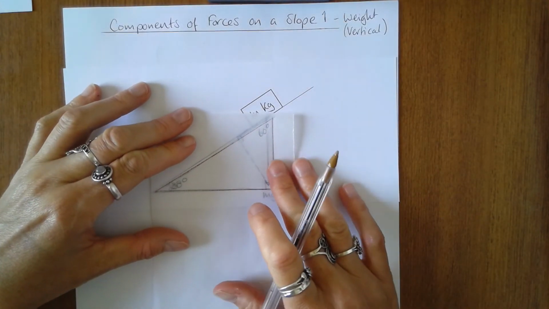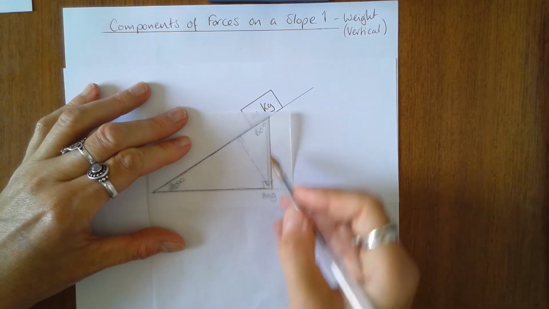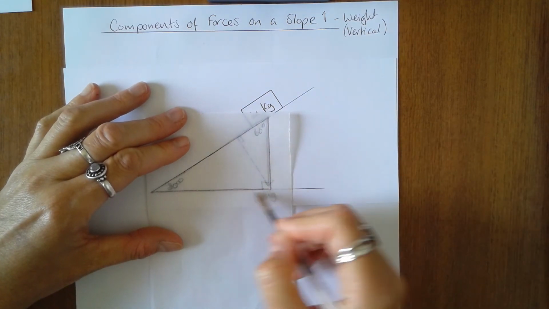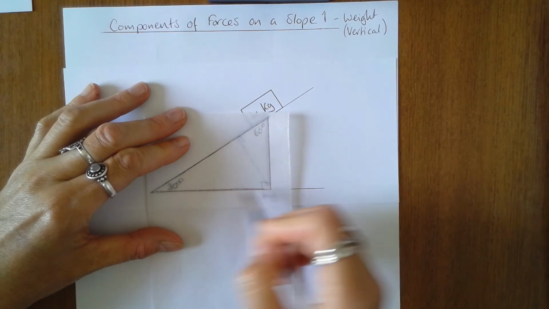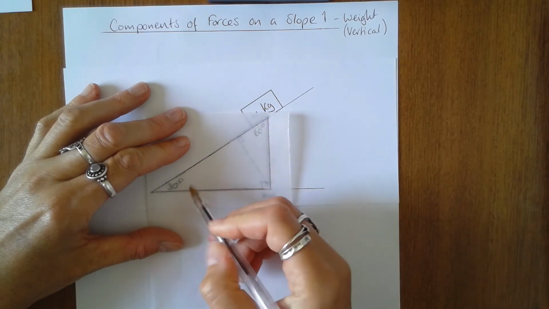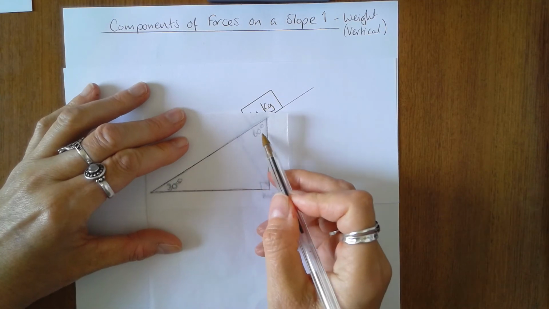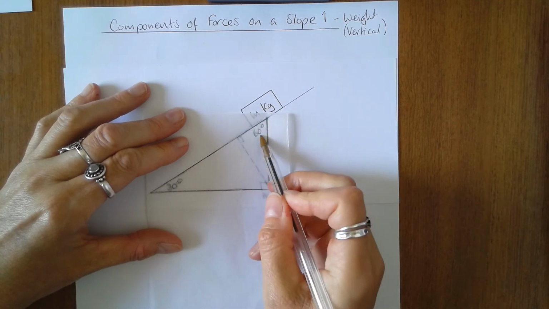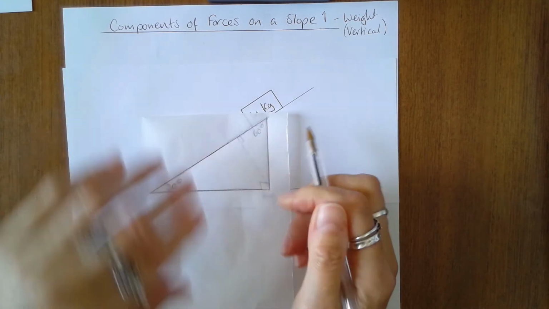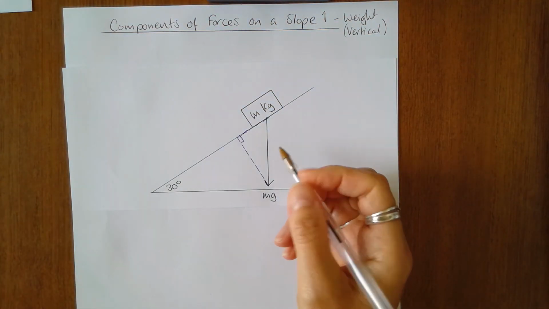So I'm just going to show you very simply, because this weight force acts vertically downwards and makes a right angle with the horizontal, then we can make a right angle triangle here, and these two add up to 90 degrees, so this one must be 60 degrees. So I'm going to mark on 60 degrees here.